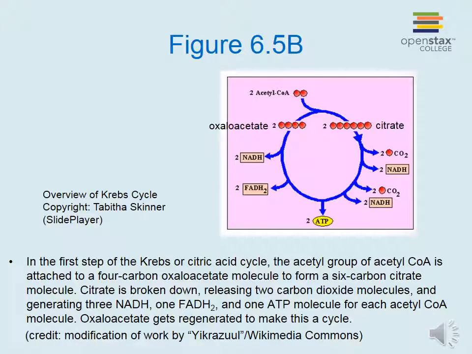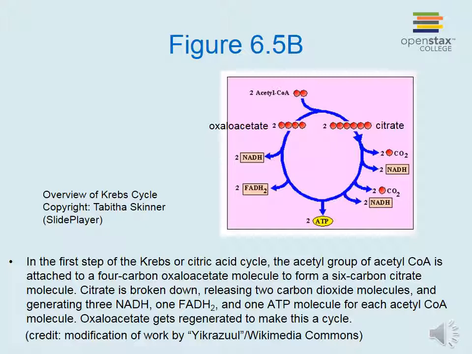In the first step of the Krebs or citric acid cycle, the acetyl group of acetyl CoA is attached to a 4-carbon oxaloacetate molecule to form a 6-carbon citrate molecule. Citrate is broken down, releasing 2 carbon dioxide molecules and generating 3 NADH, 1 FADH2, and 1 ATP molecule for each acetyl CoA molecule. Notice at the top it states that there are 2 acetyl CoA molecules entering the Krebs cycle.